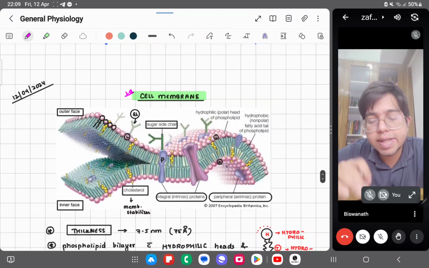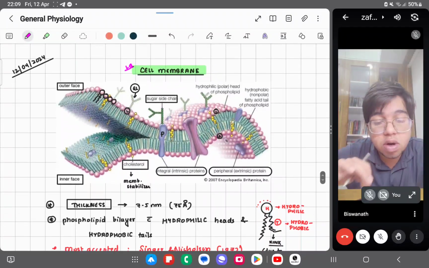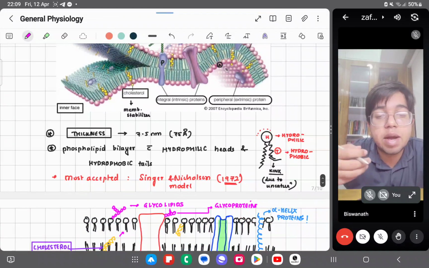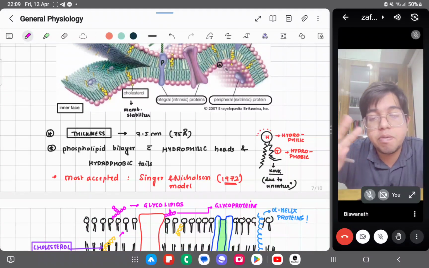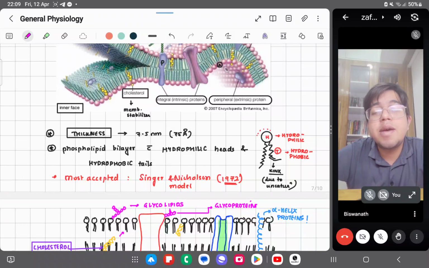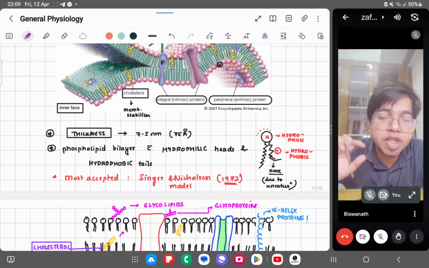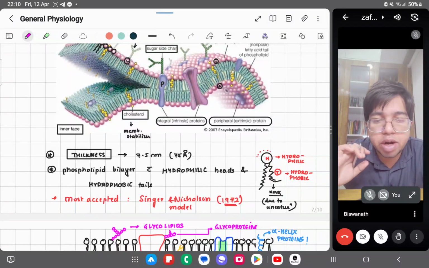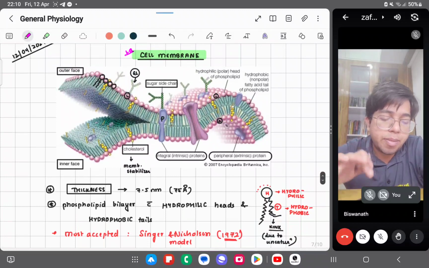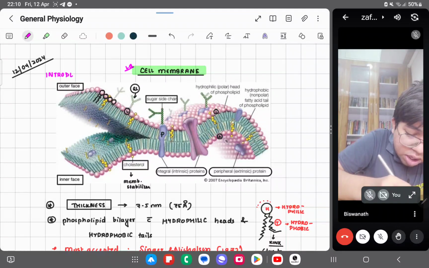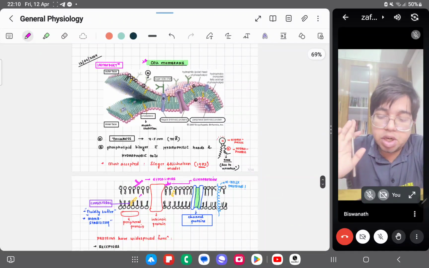Someone won't ask about a short note on cholesterol. I can teach you a lot about cholesterol: 27 carbons are there, this double bond is present, how many chains are there, the rings and all. Many things I can teach you, but from a physiology point of view, I'm covering only what is apt for your exam. So about the basic introduction of the cell membrane, you have to write this much if it comes as a long question. In the introduction, you wrote these things.